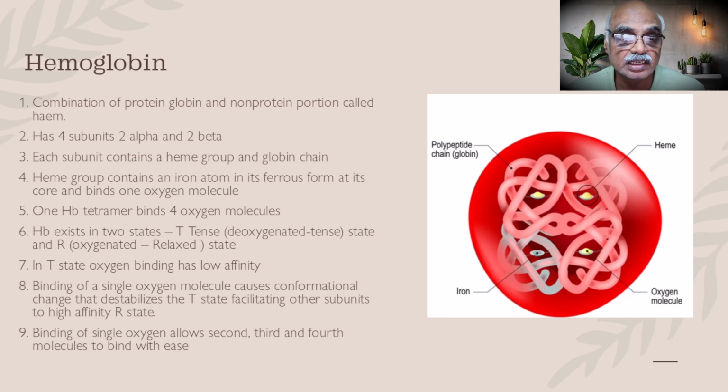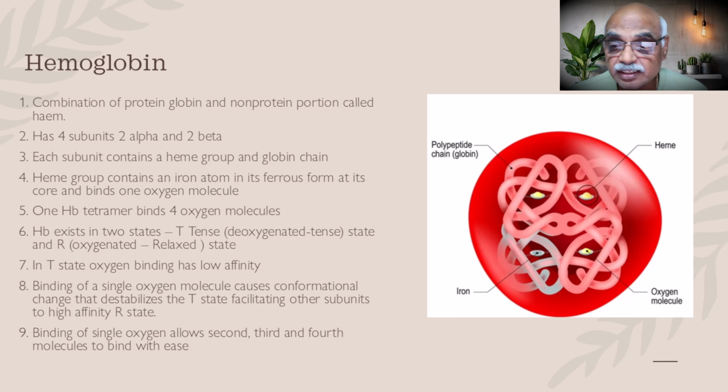This ferrous iron is capable of binding one oxygen molecule, allowing one hemoglobin tetramer, that is 4 units of hemoglobin, to bind 4 oxygen molecules. I've already told you hemoglobin has 4 subunits, and each of these subunits is capable of binding one molecule of oxygen. So totally one hemoglobin molecule can carry 4 oxygen molecules.